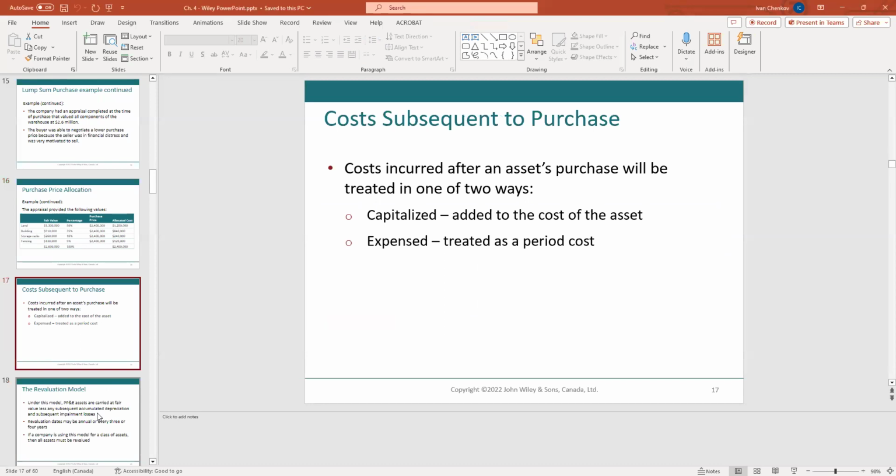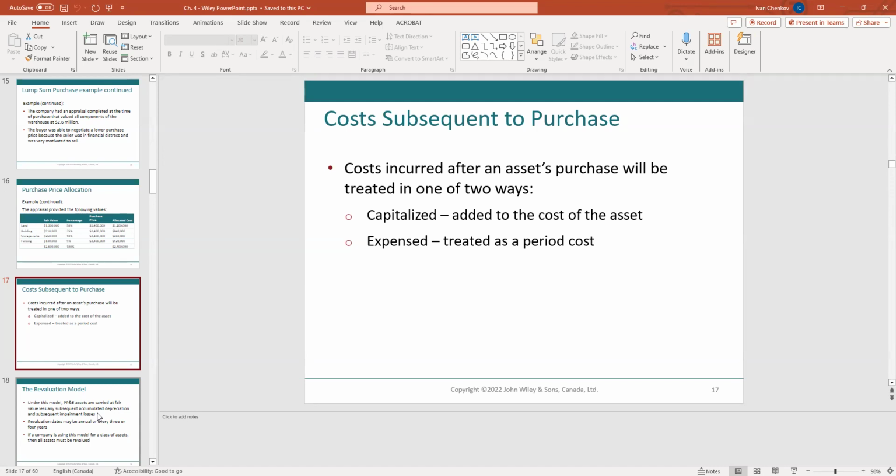What will be some consequences after we purchase? Consequences after the purchase are that we may add some cost which can improve the asset and make it better, so it can be used for a longer period of time. Or we may have some cost that we can simply expense. The cost that we have to capitalize, or add to the cost of the asset, is only the cost that improves the asset and extends the useful life of the asset.